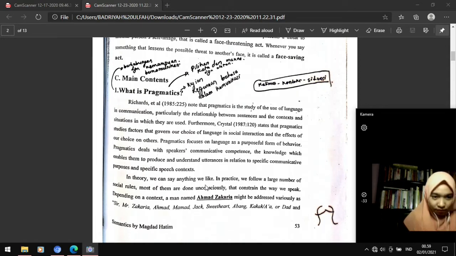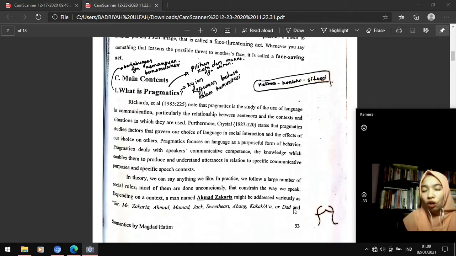It's the same as when you are talking with your boyfriends or girlfriends. Sometimes you have your own way of calling, right? Maybe some of you say saya, or maybe some of you say aku. Some people say that if you are in a relationship, saying aku is so rude. I don't know. Some people use saya, kamu, or kita when they are in a relationship. Also, another example depends on the context. For example, Ahmad Zakaria can be addressed as Sir, Mr. Zakaria, Ahmad, Mamat, Jack, sweetheart, abang, kakak, aa, or dad.